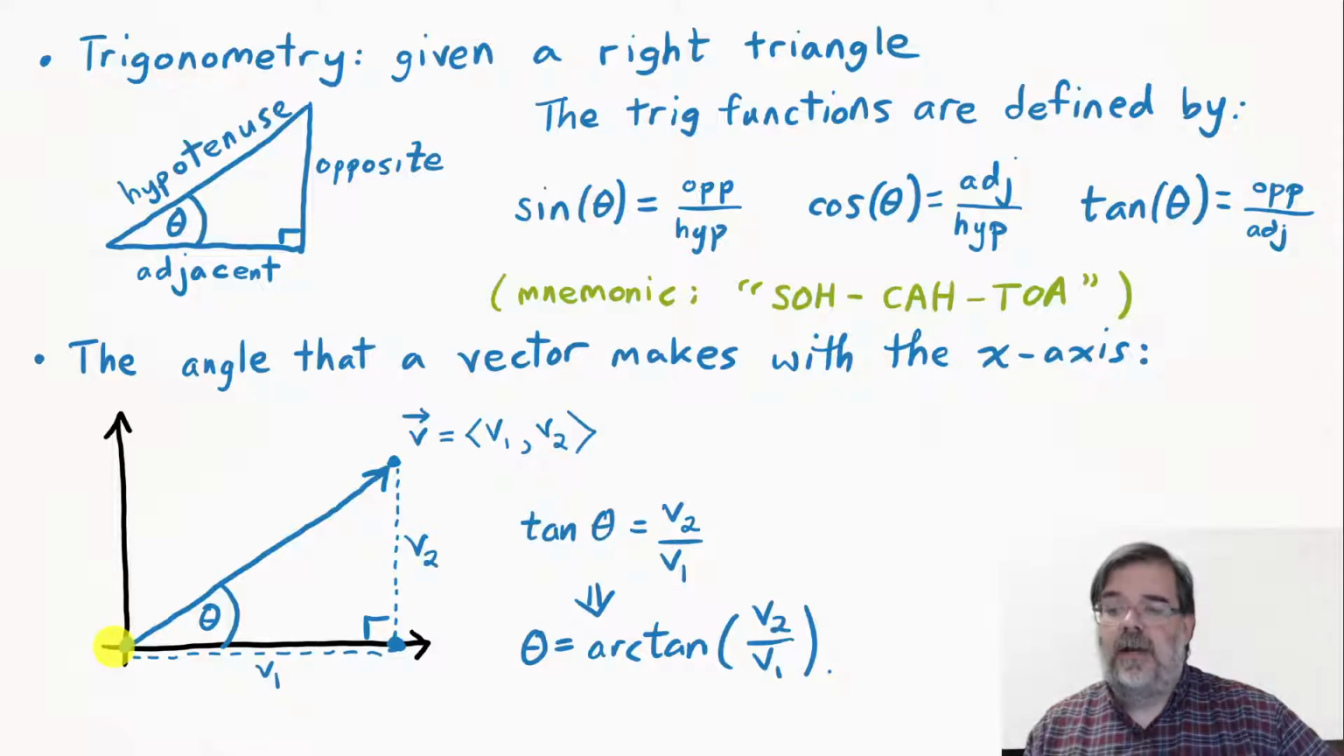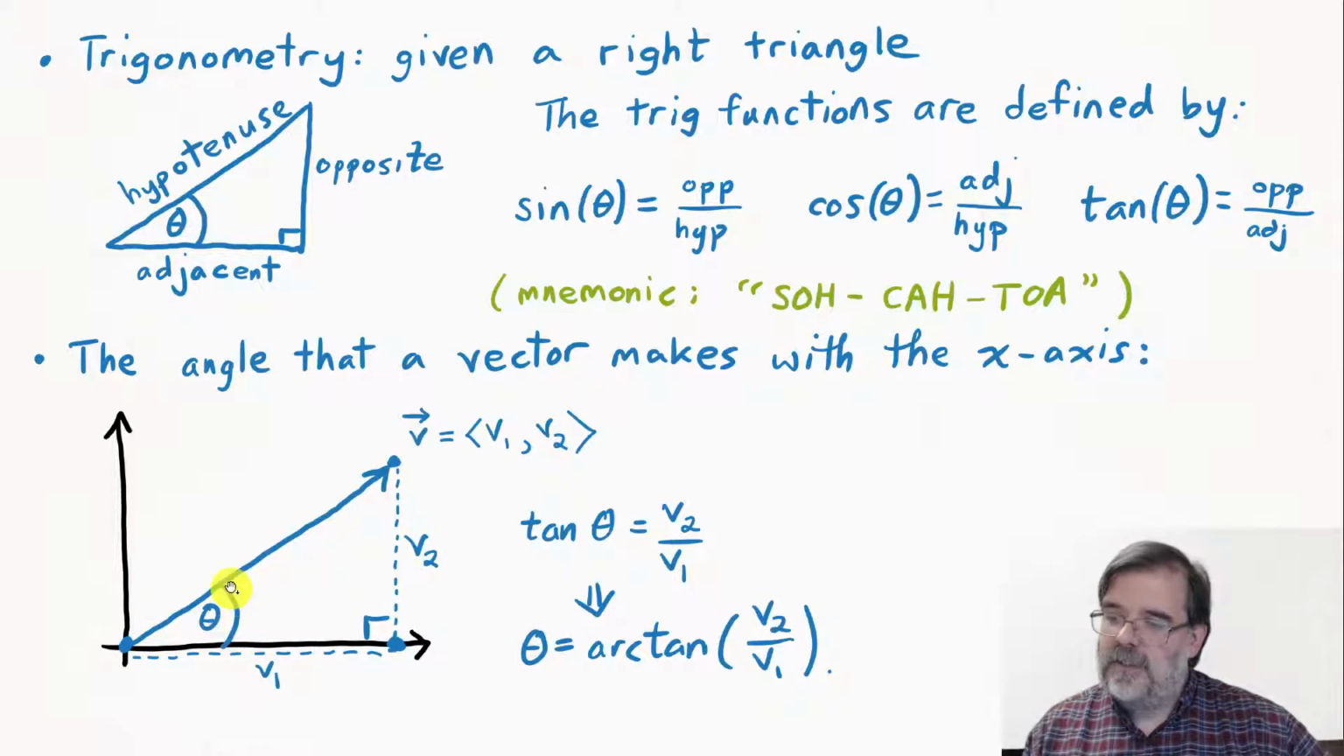Right? That was v2 divided by v1. But you can also specify the direction of a vector as the angle it makes with the x-axis, with a horizontal axis. To calculate this angle, you just need a little bit of trigonometry. In particular, if this is the vector v1, v2, we're going to draw this vector as starting from the origin. If the vector is v1, v2, then that means you've gone across v1 units and up v2 units, which gives you two sides of a triangle, and the vector itself is the hypotenuse.